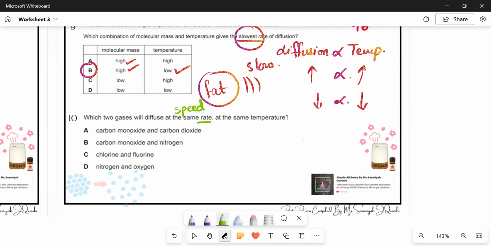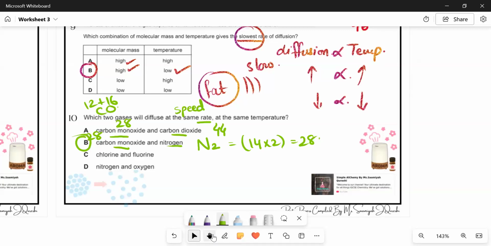If we take out carbon monoxide, CO, its mass is 12 plus 16, 28. Carbon dioxide we just took out above, it's 44. Carbon monoxide again 28. Nitrogen is N2, nitrogen 14 into 2, which makes it 28. So you get the answer. This is B, carbon monoxide and nitrogen molecule. They both have the mass 28, so they will diffuse at the same rate.